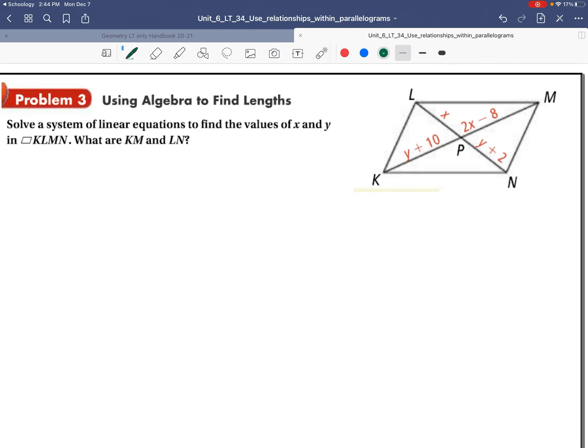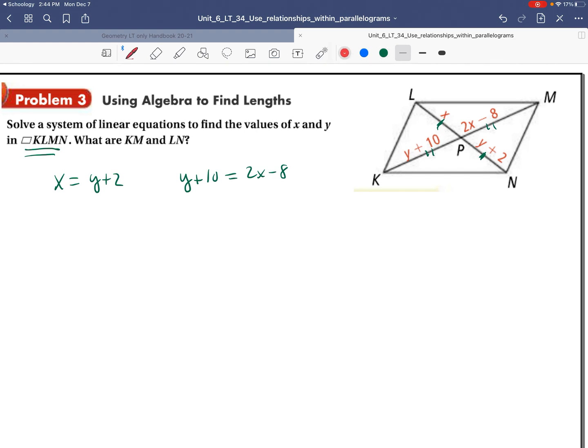Let's look here. So we need to find the values of x and y given parallelogram. Parallelogram tells us that these two sides are congruent: x is going to be equal to y plus 2, and these two are congruent: y plus 10 equals 2x minus 8. So I set those equal, and then I'm going to solve.